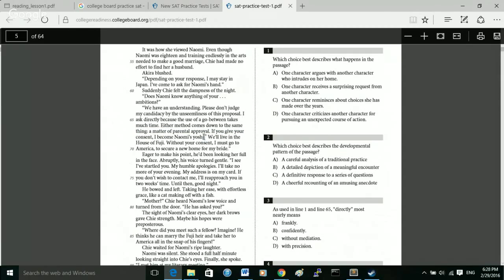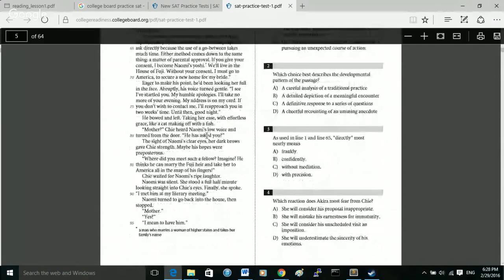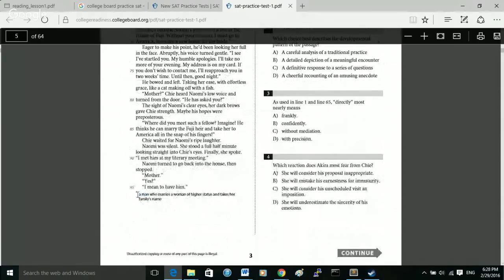So here, if you don't really know what this word is, there's an asterisk, which means that they'll describe what Yoshi means. So we look down here. Here's the asterisk.